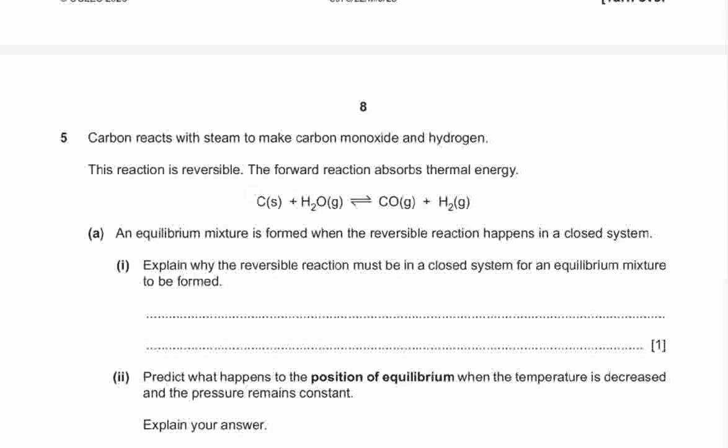If you want to maintain the equilibrium between reactant and product, you need a closed system, because otherwise the reactant and product escape from the system, right? So to prevent that escape, you need a closed system.